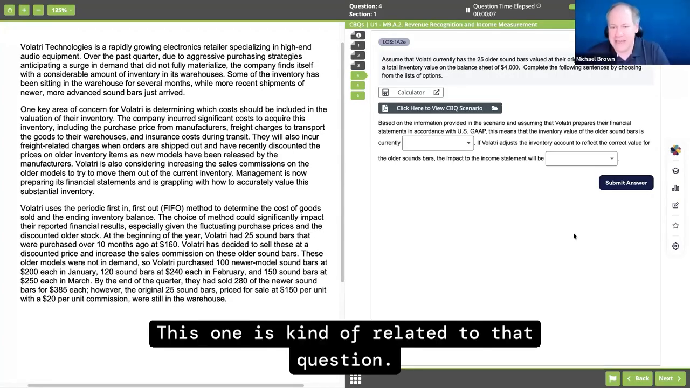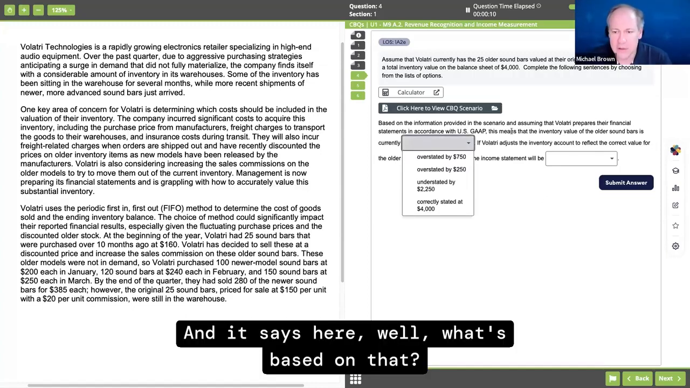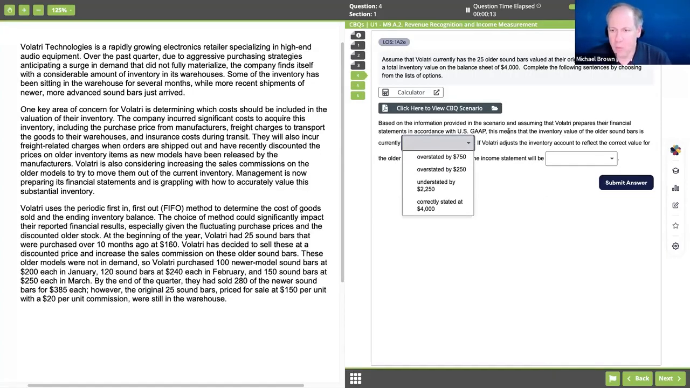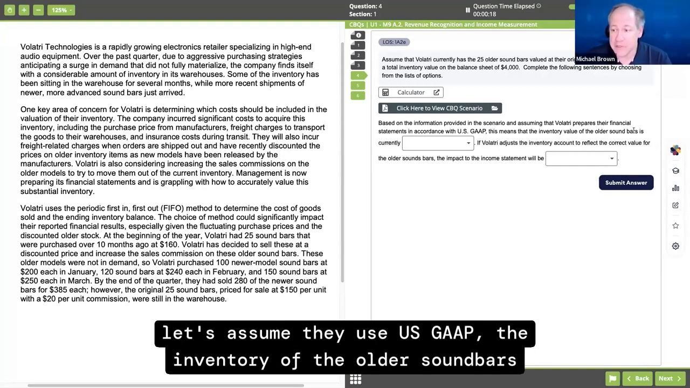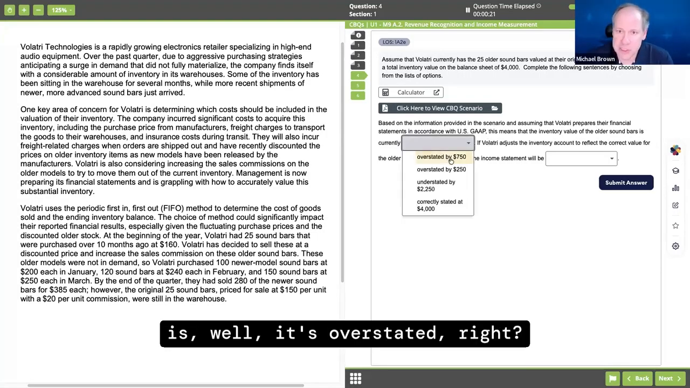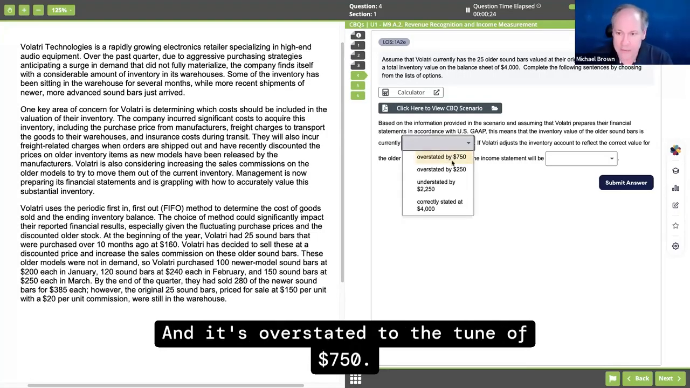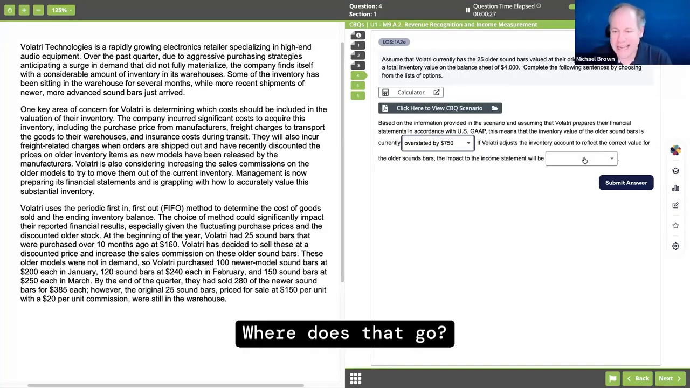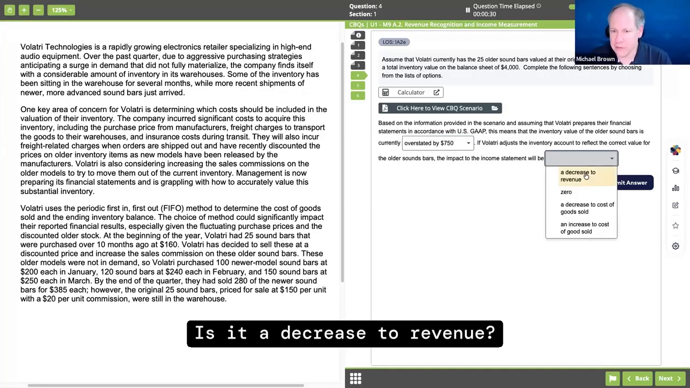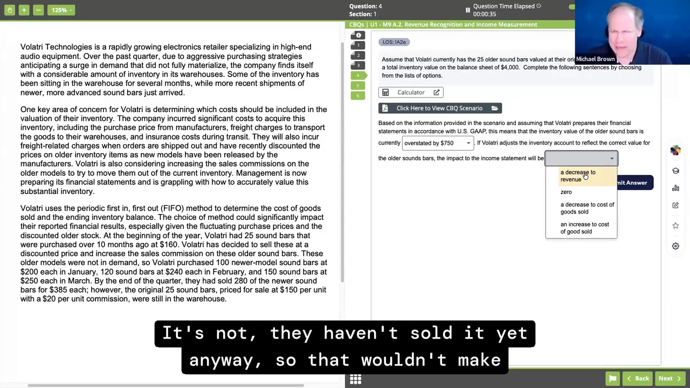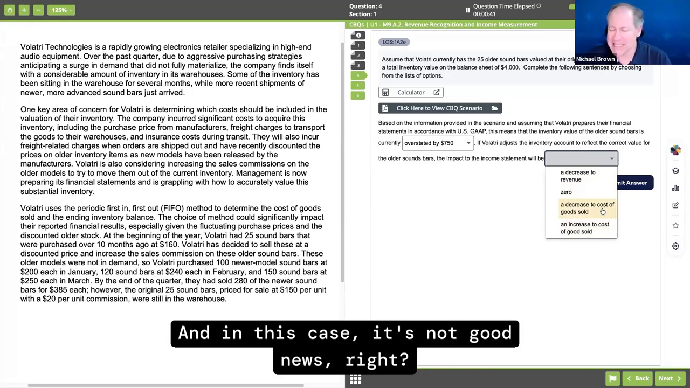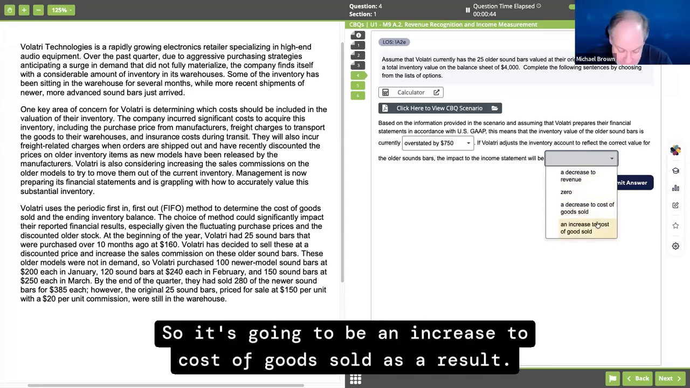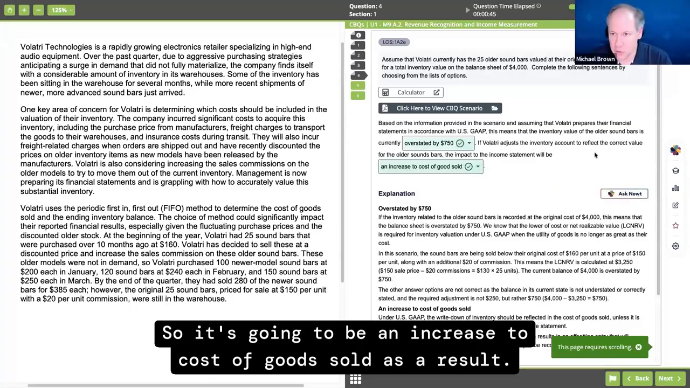This one is kind of related to that question. And it says here, based on the information in the scenario, and let's assume they use US GAAP, the inventory of the older sound bars is overstated, and it's overstated to the tune of $750. Where does that go? Is it a decrease to revenue? No, that's not what that is. They haven't sold it yet anyway, so that wouldn't make sense. It's not zero, so it's got to be something. And in this case, it's not good news. It's bad news. So it's going to be an increase to cost of goods sold as a result.